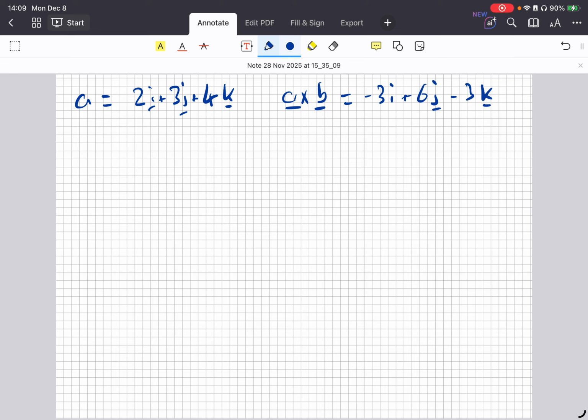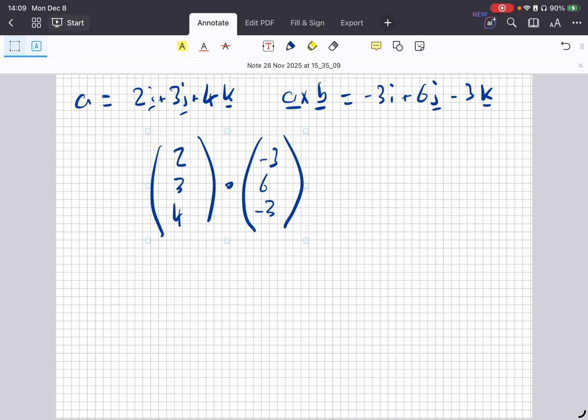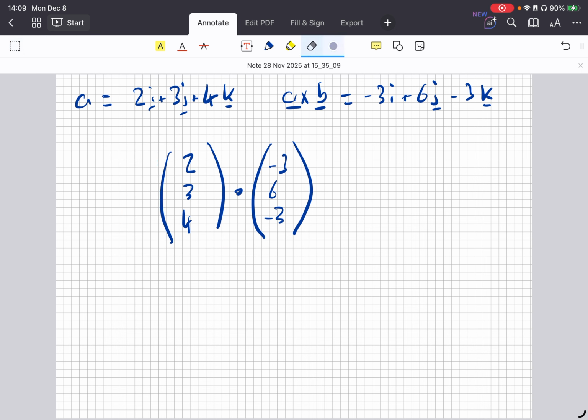And I'm going to write the dot product in the column form, which I introduced in the previous video, just for simplicity. So the dot product between these two vectors is expressed in this way. So this is A dot A cross B. Okay, and so when I multiply this out, 2 times minus 3 will give me minus 6. 3 times 6 will give me plus 18. And 4 times minus 3 will give me minus 12. And right enough, if I take minus 6 minus 12, that's minus 18. This whole thing is equal to 0.